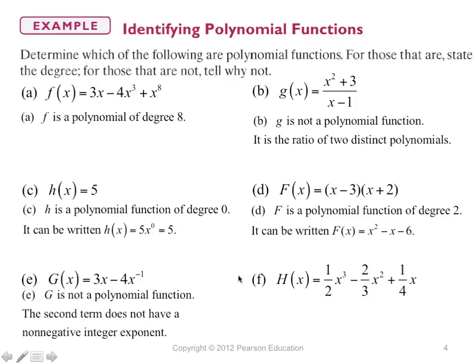Now, if we look at F, we have h of x equals 1/2 x cubed minus 2/3 x squared plus 1/4 x. So this has a lot of fractions. It looks kind of ugly, but if we look at it, we have x to the third power, x squared, and x. Those are all fine. All those powers are non-negative integers, and the fractions are just in front of the x. They're just multiplied, so that's not a big deal either. So this one actually is a polynomial. The degree is 3 because the highest power that we have is actually a 3.